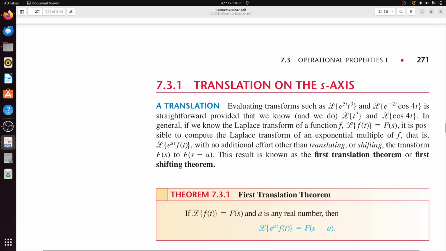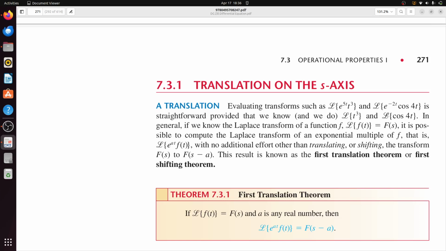Similarly, like e to the power minus 2t into cos 4t. For cos 4t, you know the Laplace transformation is s by s square plus 16. Now knowing that Laplace transformation, can you determine the Laplace transformation of e to the power minus 2t cos 4t? That is what we want to do, and obviously we will do.